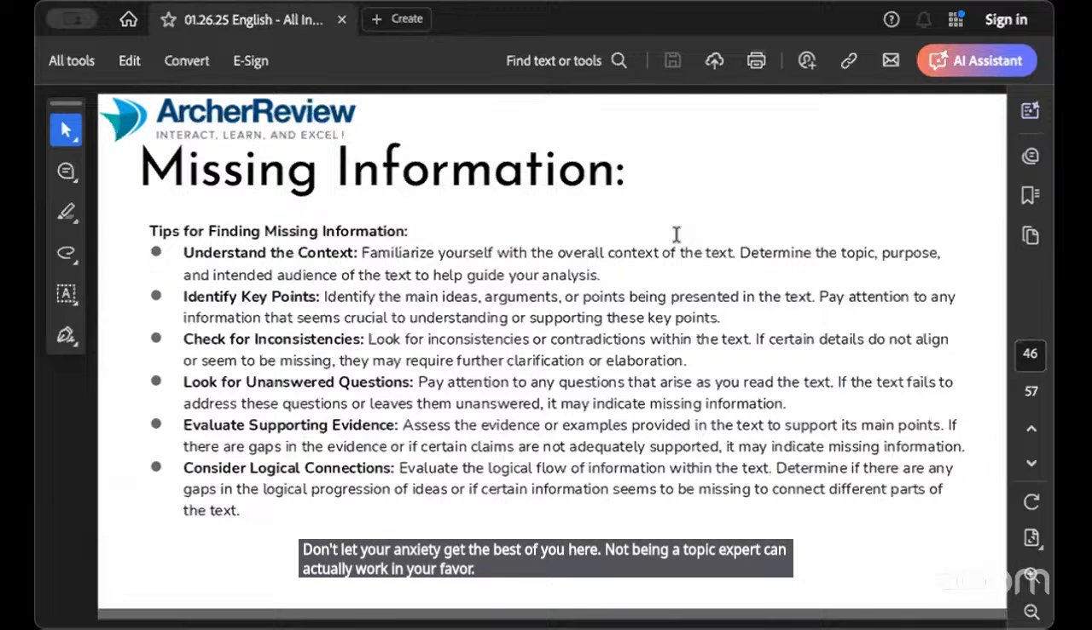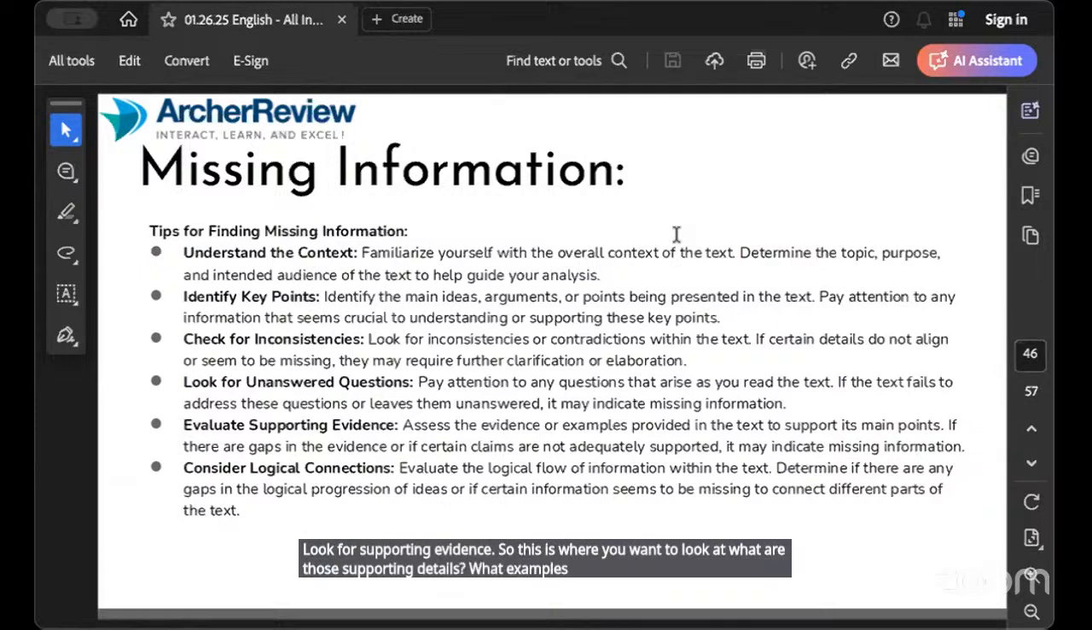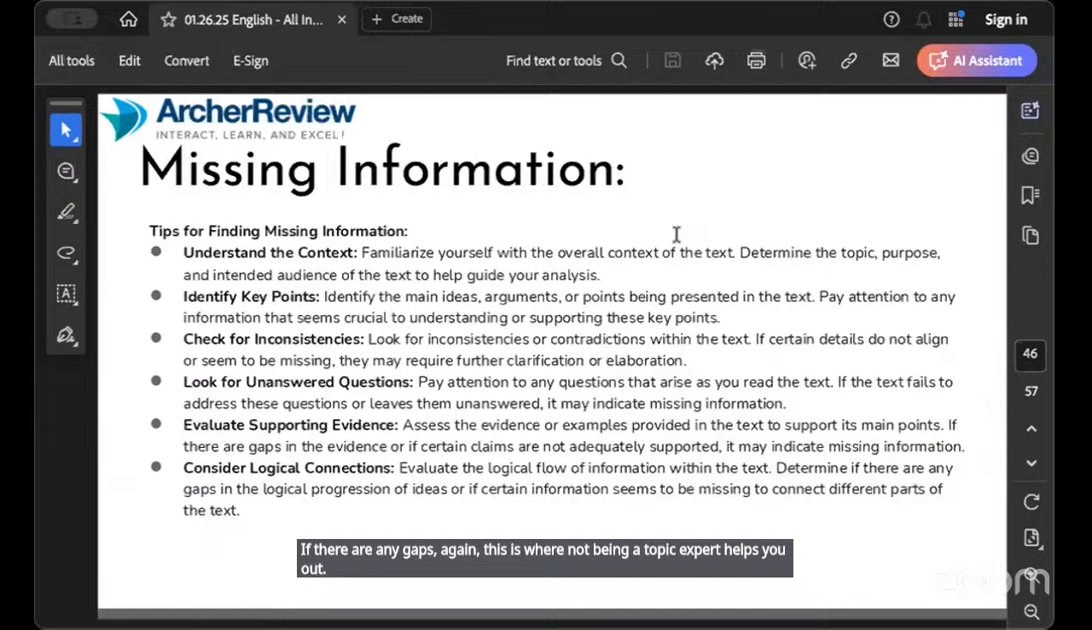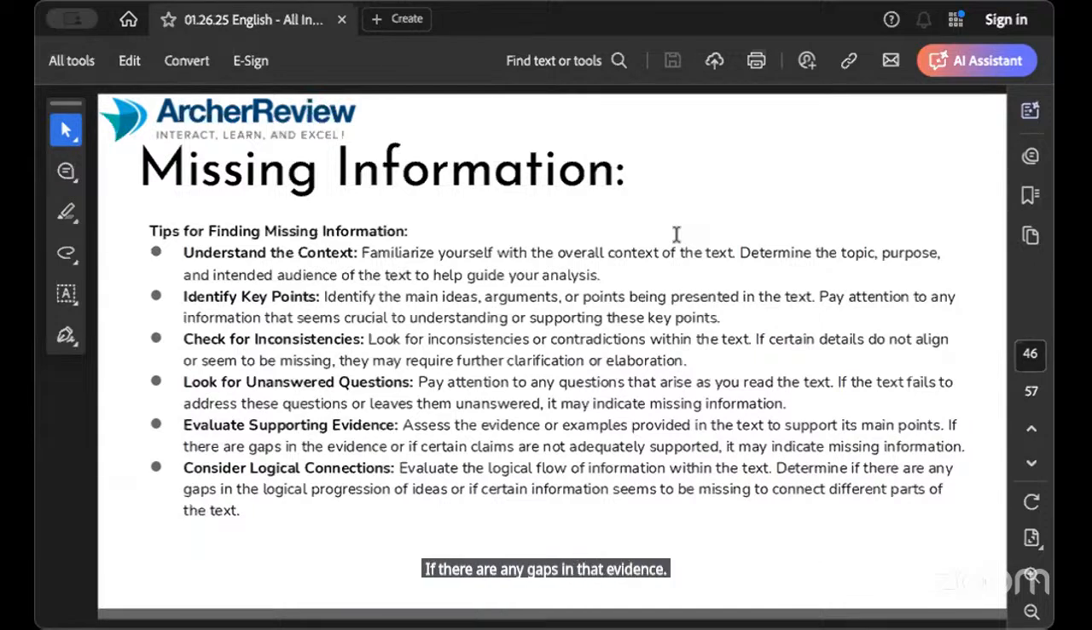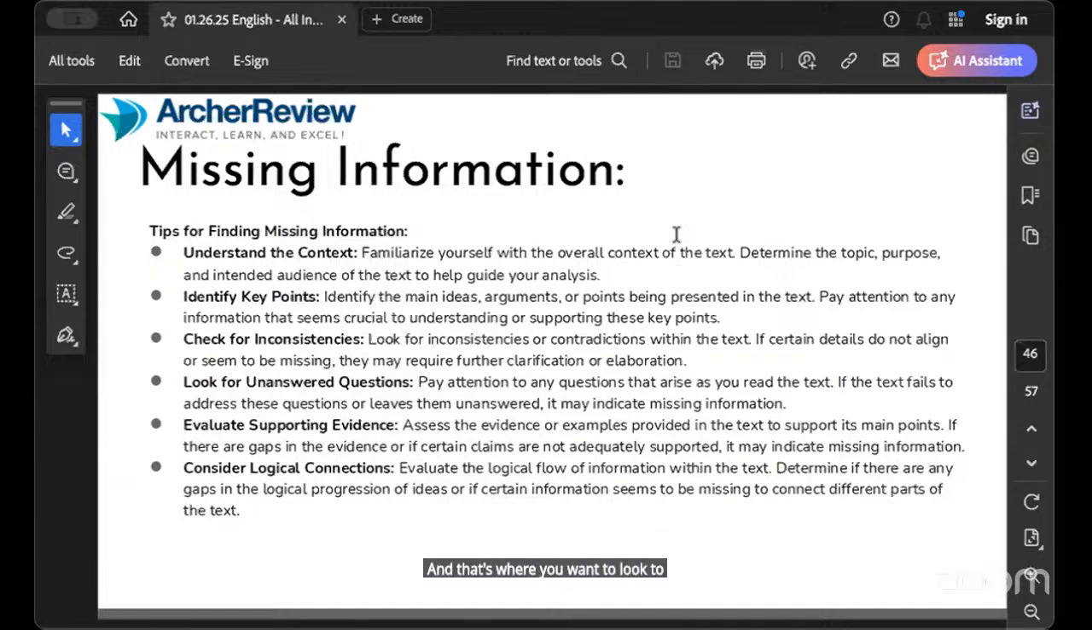Look for supporting evidence. So this is where you want to look at what are those supporting details? What examples are being provided to support that main idea? If there are any gaps, again, this is where not being a topic expert helps you out. If there are any gaps in that evidence, that typically will indicate that there's some missing information somewhere. And that's where you want to look to see where those gaps are, and that's where the information is missing from.